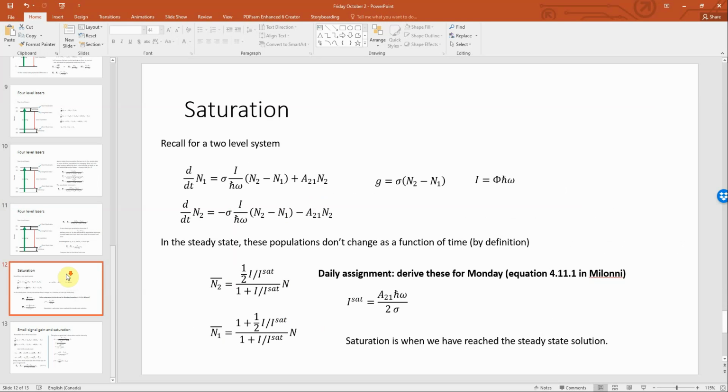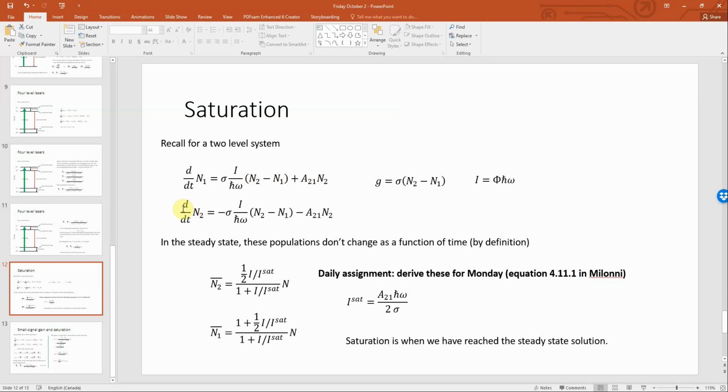Okay, so just to finish up, we're going to finish up the week talking about saturation. Recall from the previous chapter, we had a 2-level system where the rate of change of the population is given by the number of photons in the cavity, the difference in the population, and the absorption cross-section. So this is going to be stimulated emission, plus spontaneous decay.